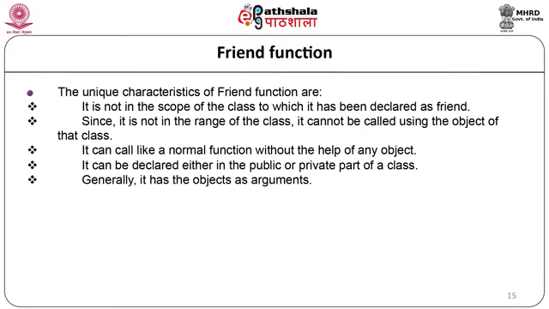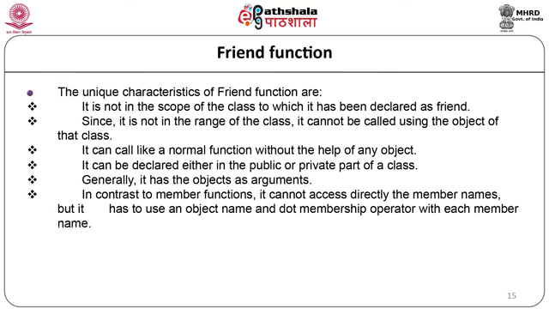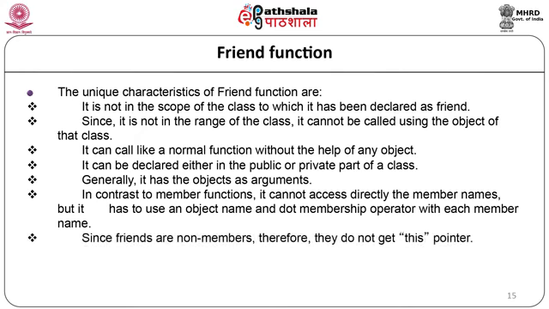Generally, it will take the object as the argument. It contrasts with member functions. It cannot directly access the member names, but it has to use the object name and the dot membership operator with each member name. Since friends are non-members, they do not get the this pointer.